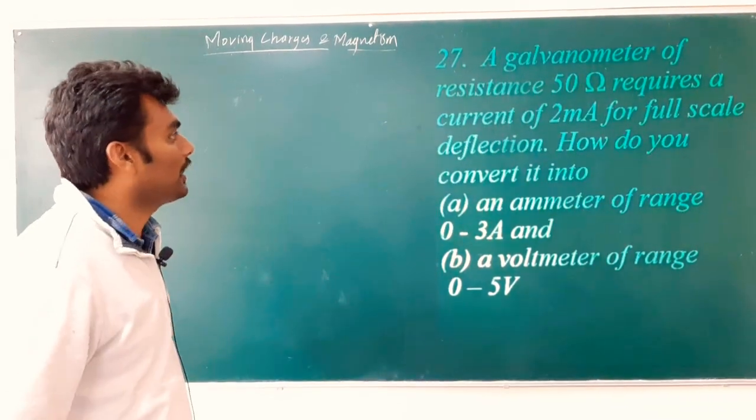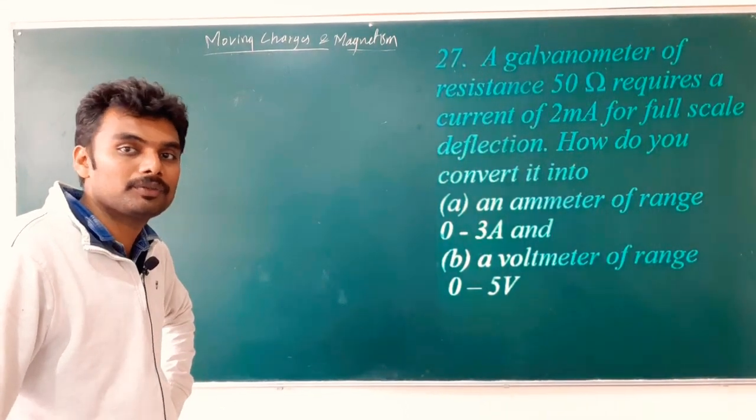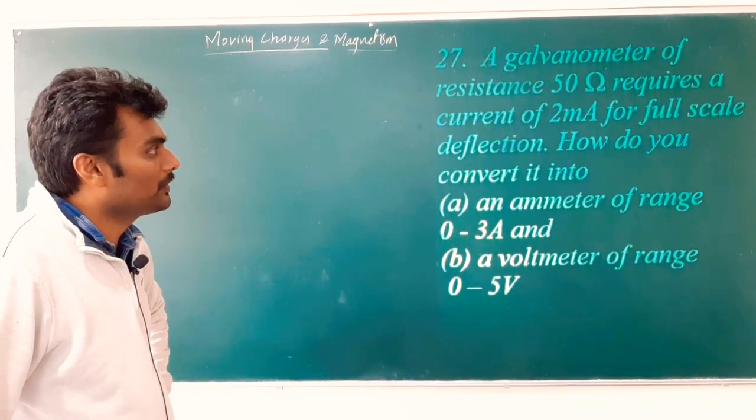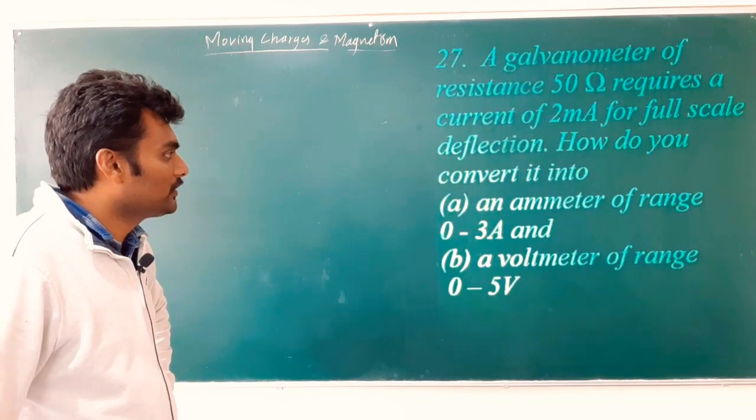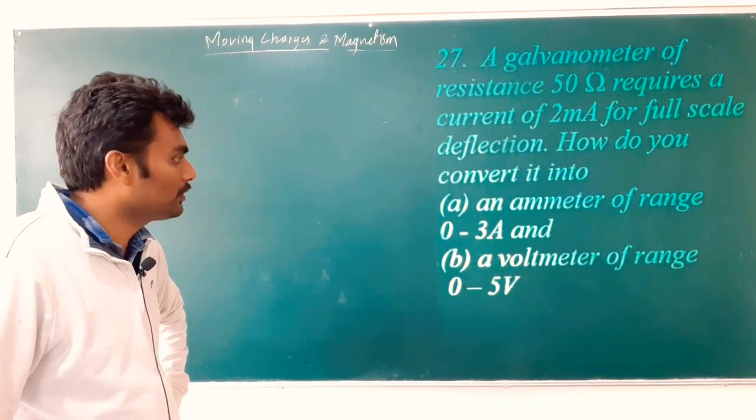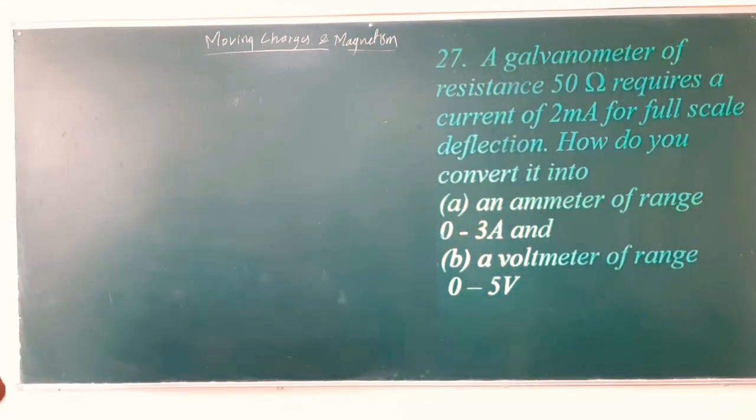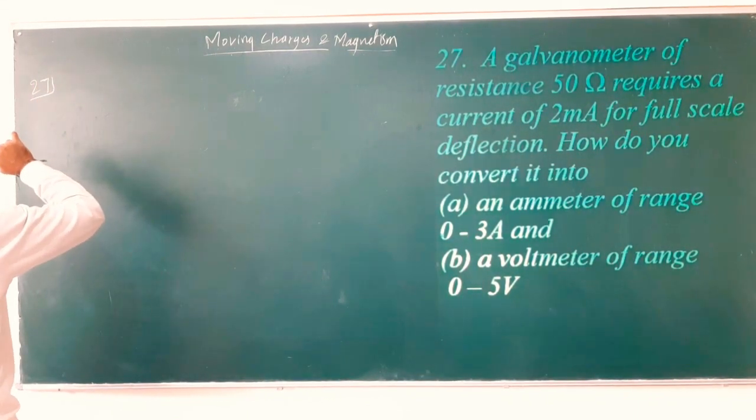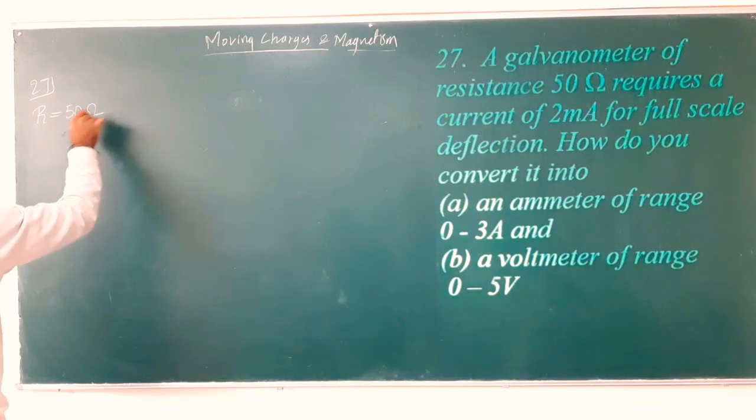Next, the last question. This question is based on conversion of a galvanometer into an ammeter and voltmeter. A galvanometer of resistance 50 ohm requires a current of 2 milliampere for full scale deflection. How do you convert it into an ammeter of range 0 to 3 ampere, and a voltmeter of range 0 to 5 volt? So, first of all, the given data is, resistance of the galvanometer is 50 ohm, right?